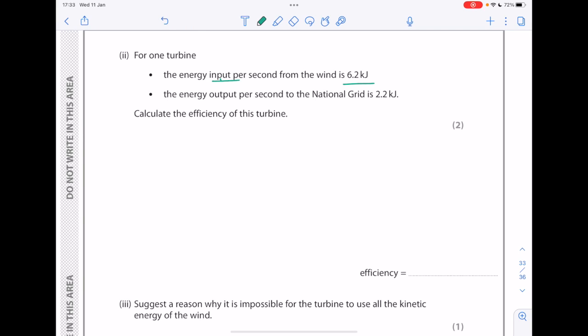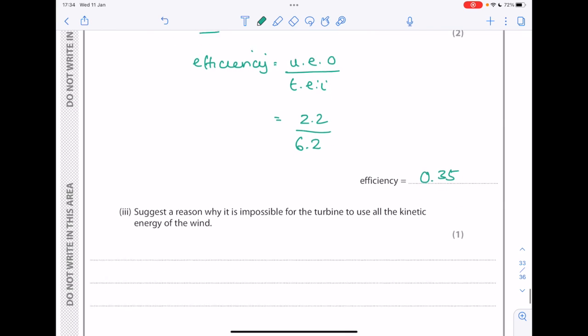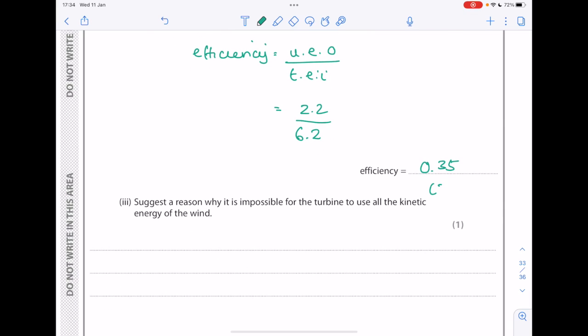For one turbine, the energy input per second from the wind is 6.2 kilojoules. The energy output per second is 2.2 kJ. Calculate the efficiency. So the efficiency is given by useful energy output over total energy input. So our useful energy out is 2.2 kJ. The energy input is 6.2. So our efficiency is 0.35. You could have also multiplied that answer by 100 to get 35% if you prefer.